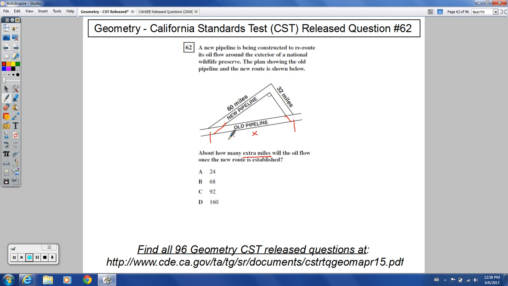So let's call this x. We don't know what it is, so let's give it a variable. You could call it whatever variable you wanted. But do you see the right triangle here? Here's the right triangle, where you're going to use the Pythagorean theorem to figure this out.